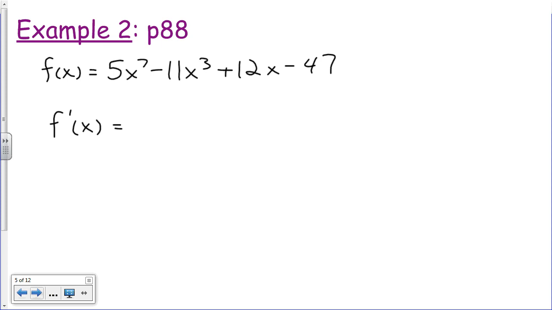So the first thing that I should notice is that I've actually got a sum of 4 functions here. I'm going to use that sum property. And the sum property says the derivative of a sum is equal to the sum of the derivatives. So I can take each derivative individually and then add all those up, in other words. So let's focus on the first one here, 5x to the 7th. I've got a constant, 5, times a function, x to the 7th.